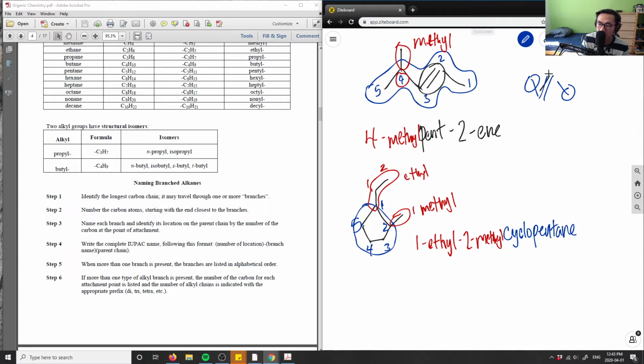So here they're on opposite sides. So this is a trans. So actually we have to put trans in front of this entire name here. So this is trans 4-methyl pent-2-ene. I always forget cis and trans, I'm so sorry. But trans 4-methyl pent-2-ene would be the correct answer for number 1.